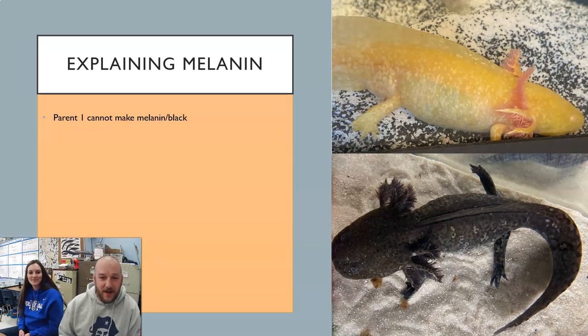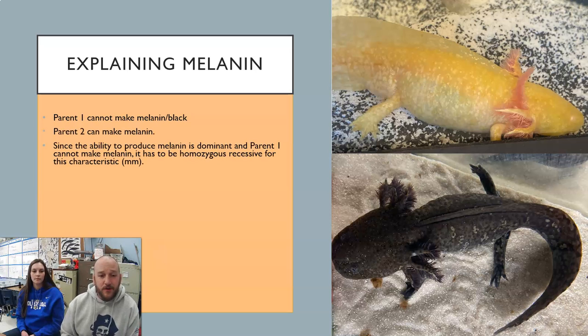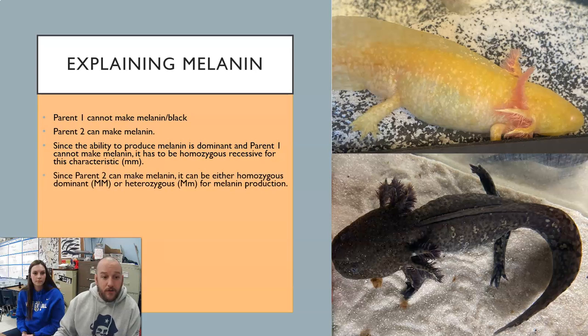Okay, so explaining melanin. Let's start by talking about what these parents can do and eliminate some possible crosses that don't work for us. So parent 1, of course, can't make melanin, and parent 2 can. So if we look at our possible crosses, we know that parent 1 has to be homozygote recessive for melanin, or little m, because it can't make it. It doesn't have any copies of the dominant allele. For parent 2, we're just not sure, right? It could be homozygous dominant, or it could be heterozygous. Either one would result in a parent that can make melanin.